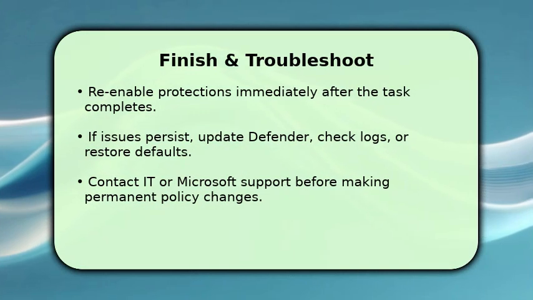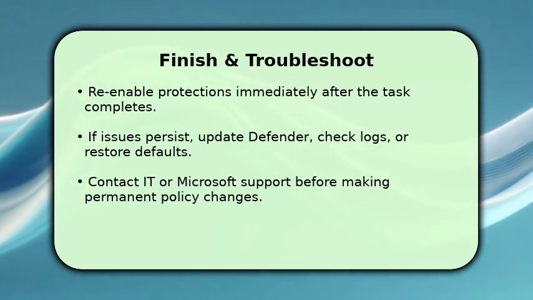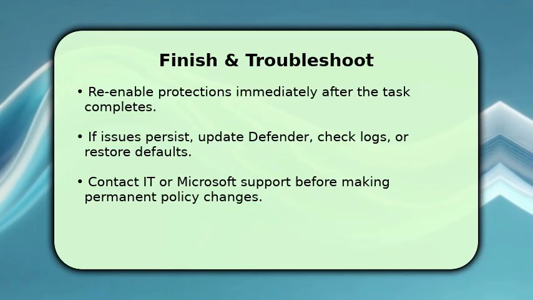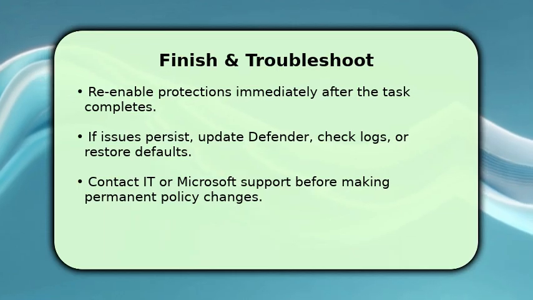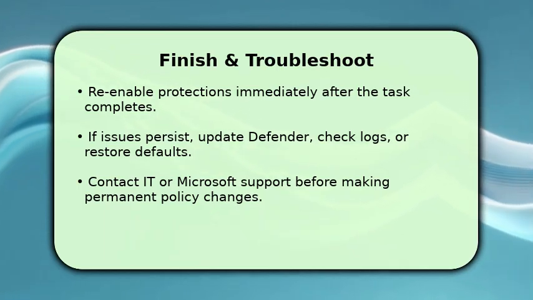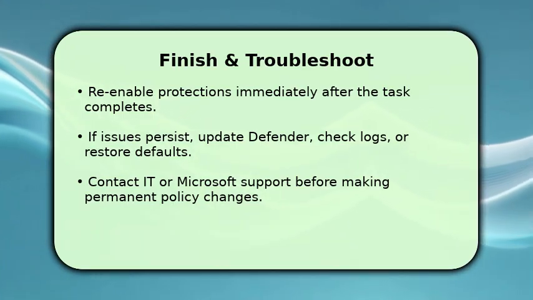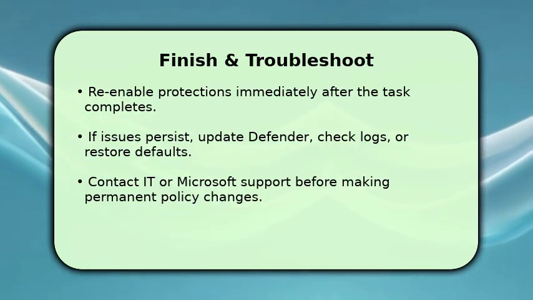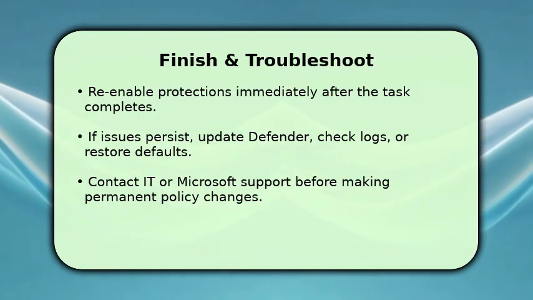To finish, restore full protection as soon as the job is done and verify Defender updates and scan the system. If toggling protections introduced problems, run a security intelligence update and a full scan, or use the Windows security troubleshooting options to reset settings. Make sure to consult your IT admin or vendor support before altering permanent policies. This protects you from accidental exposure and ensures compliance with organizational or legal requirements.